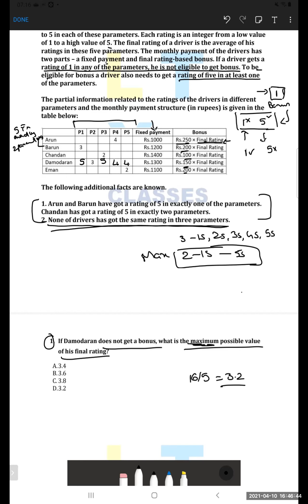Okay, so I can obviously not give him all 4s. If I'm giving him 5, then I have to give him a 1. Correct? In one parameter, I need to definitely give him a 1. Otherwise, he'll become eligible for bonus. Are you with me? Okay, in this case, what is the summation out to? 18. 18 by 5, 3.6. Correct.